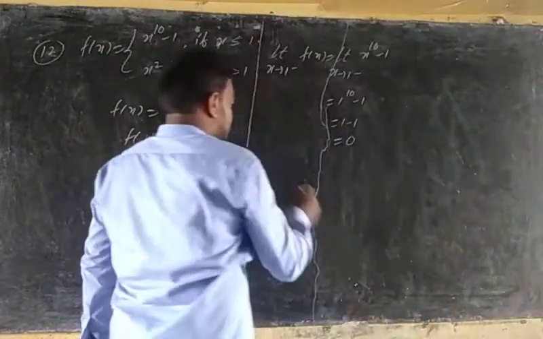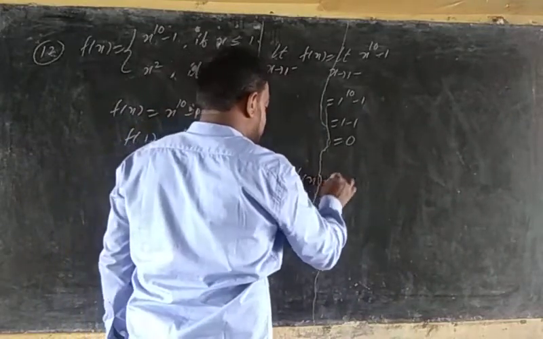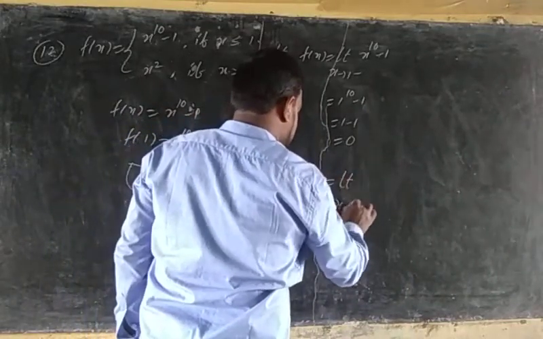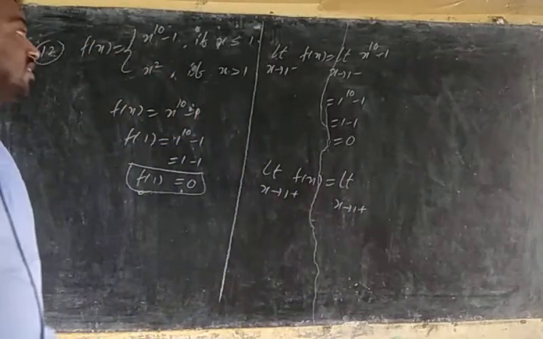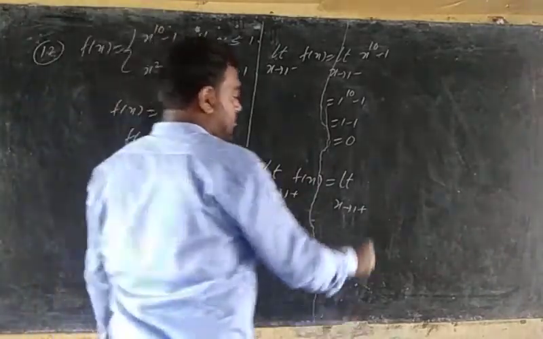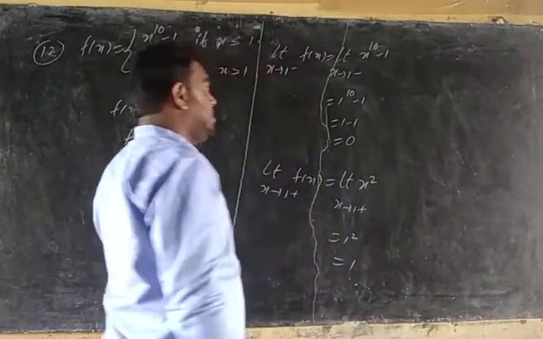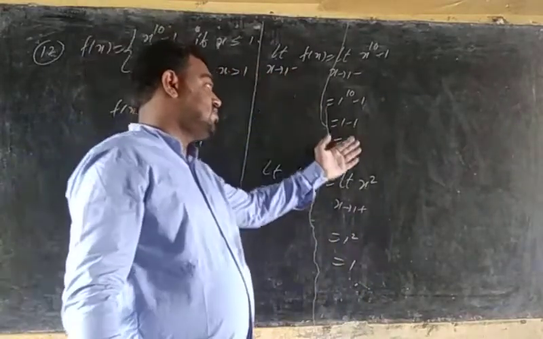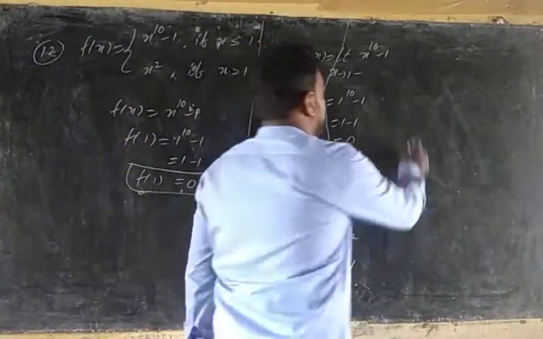Next, right hand limit. Limit x tends to 1 plus of f of x. 1 plus means what? X is greater than 1. When x is greater than 1, f of x is x square only. X square, so this is 1 square, 1. You see, left hand limit is 0, right hand limit is 1. 0 is not equal to 1.